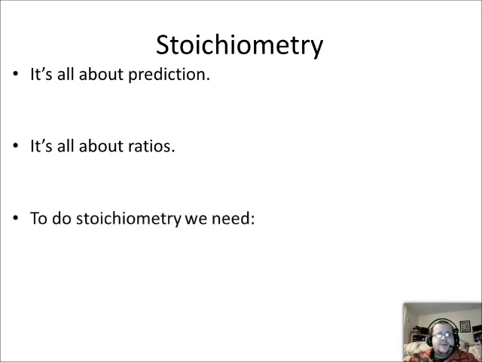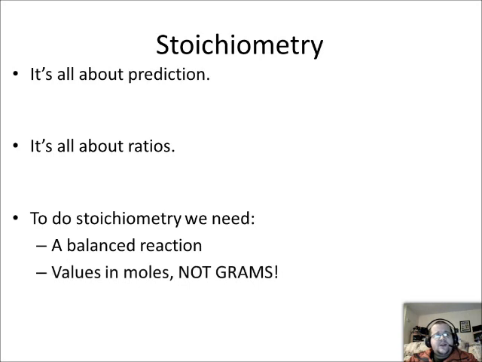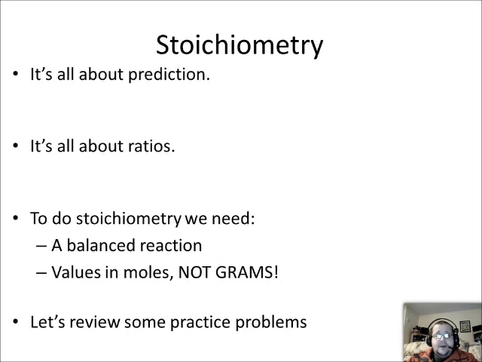Now, to do stoichiometry, we're going to need two things. We're going to need a balanced reaction, so we need to hone those balancing skills for the various types of reactions that we covered, combination, combustion, and so on. And we're also going to need values in moles, not grams. So let's go over a few practice problems.